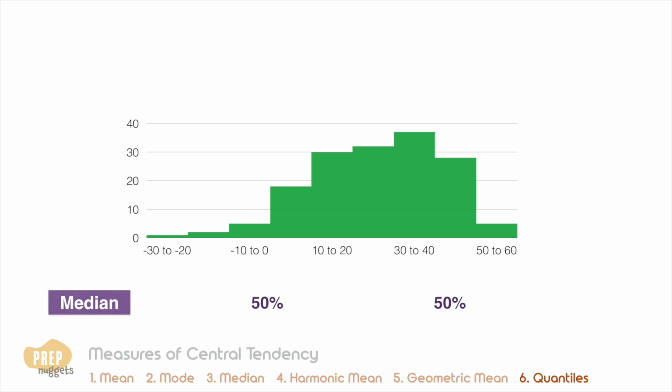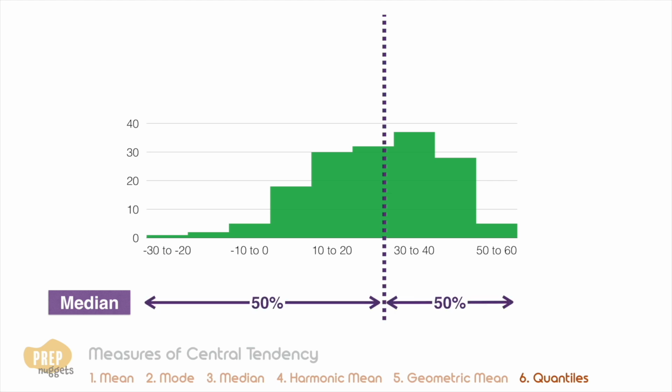What we've been focusing on so far are the ways to measure the center of the observations of given datasets, of which median is the one which divides the observations into two halves. What if we want more refined distinctions than just two halves? This is where quantiles come in.